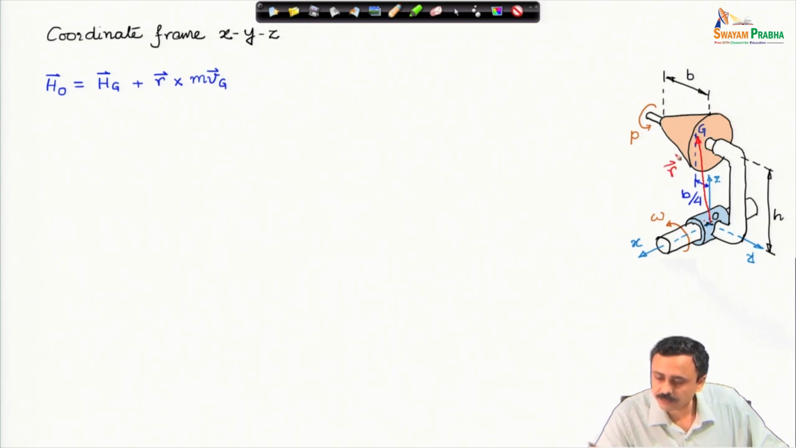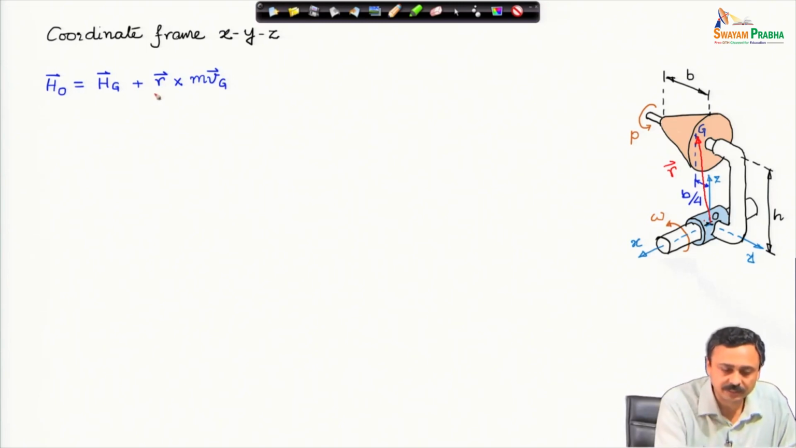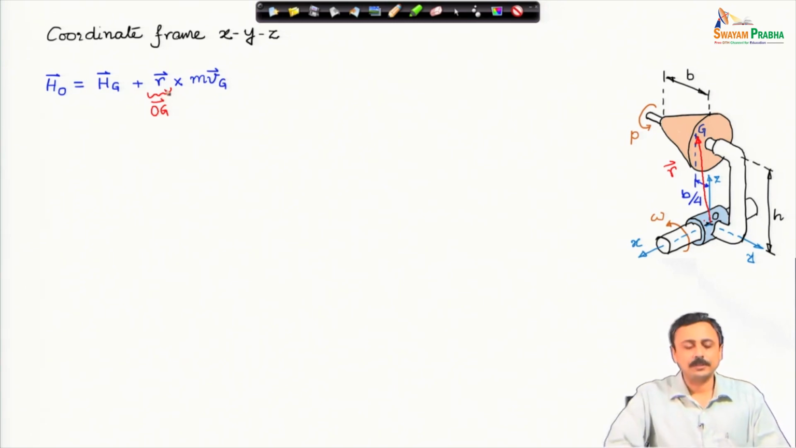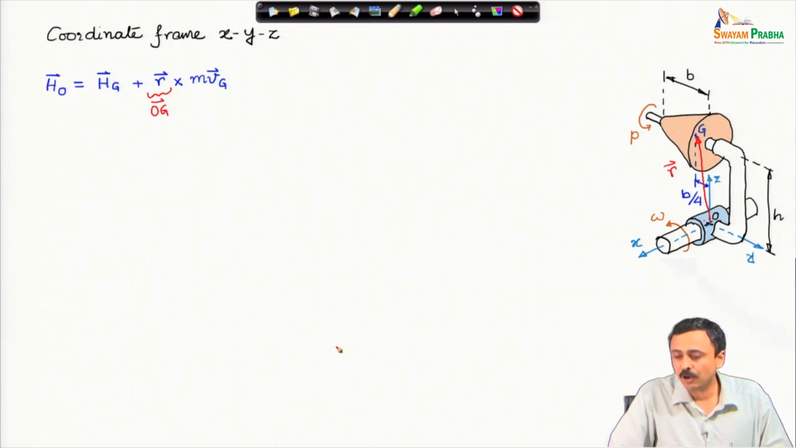This is the r vector from O to G. Essentially this vector is the vector OG. This is our shifting of the angular momentum. We have to calculate therefore first the angular momentum of the cone about its own center of mass, and then add to it the contribution of moment of the linear momentum of the center of mass about that point O.